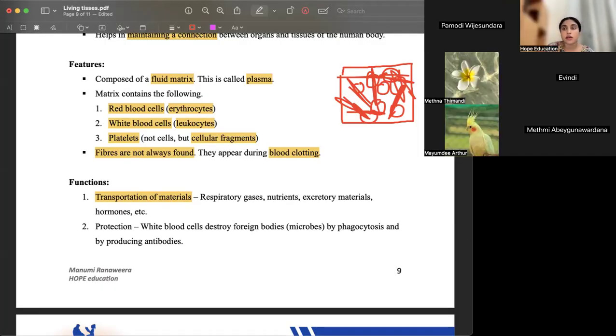FSH will go and do some function. LH will go and do another function, right? They have certain tasks. Where do they act? They act on the ovary. FSH and LH are secreted by the pituitary gland, but they go and act on the ovary. Follicle stimulating hormone builds the follicle, improving it from the small primary follicle to the graafian follicle. Then after ovulation, the graafian follicle becomes the corpus luteum and corpus albicans. That is done by luteinizing hormone, right?